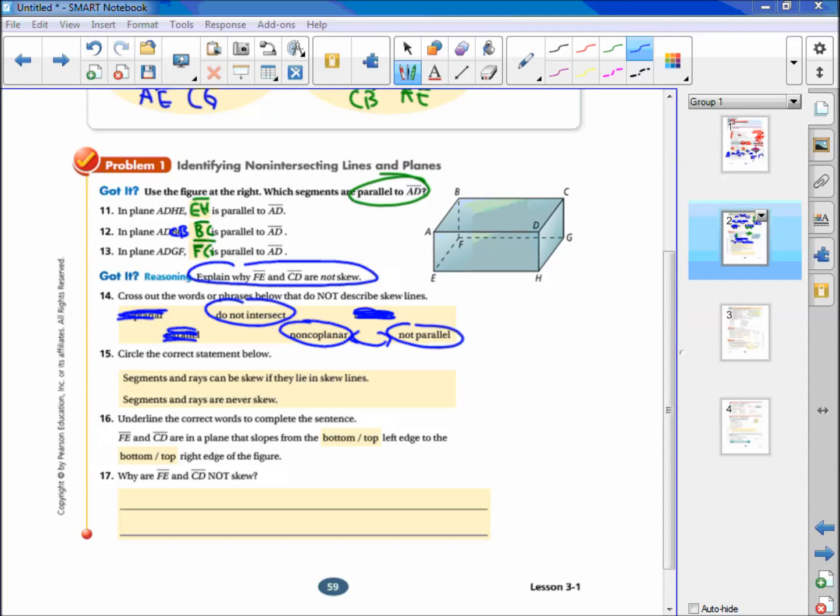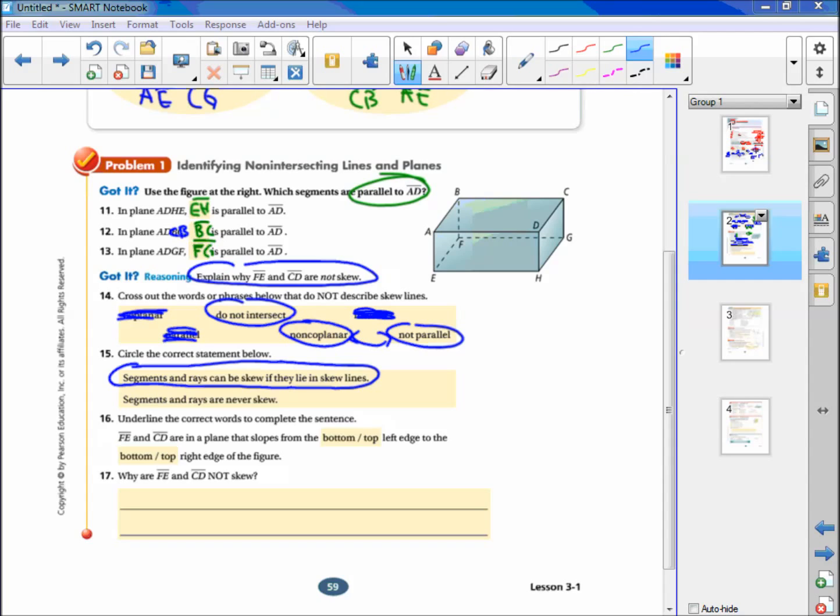All right, number 15, circle the correct statement below. Segments and rays are never skew. Well, that's not true, because segments and rays are just part of lines, and lines can be skew, so segments and rays can be skew too. Okay, so segments and rays can be skew if they lie on skew lines or they're parts of skew lines.